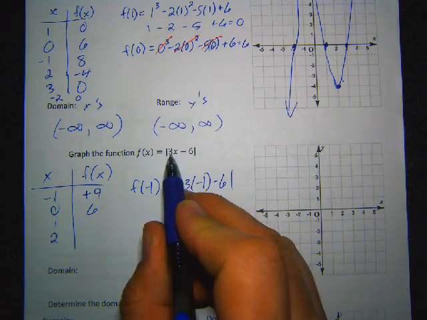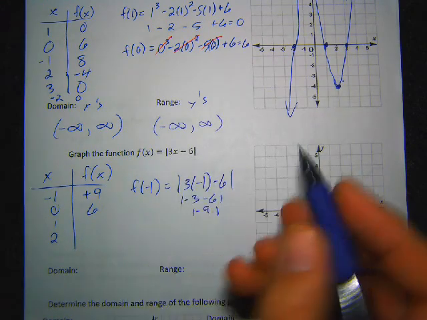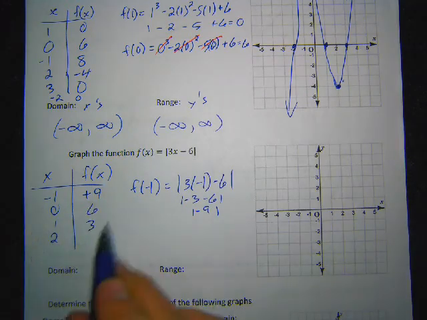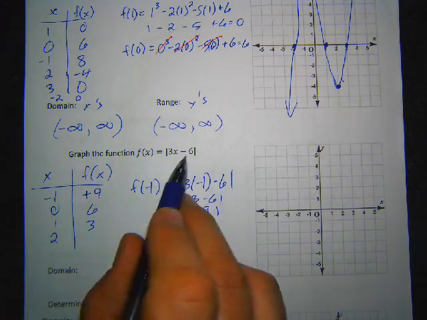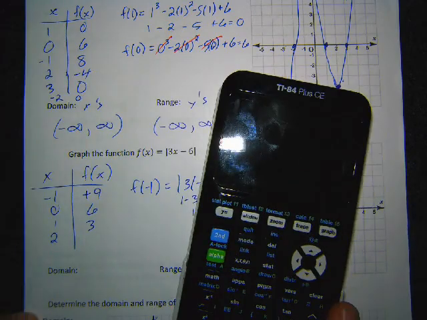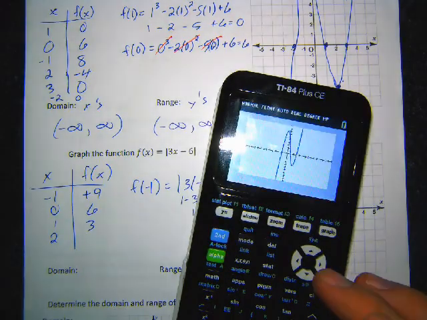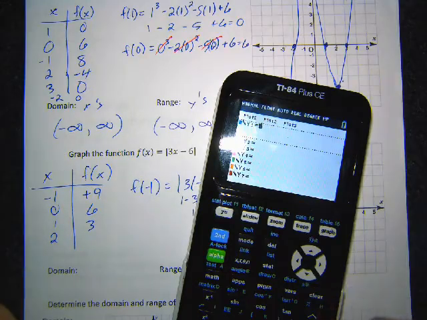Plug a 1 in there, I get 3 minus 6, it gives me -3. The absolute value of that is 3. And again, if you can't do this in your head, that's fine, because you can type this in your calculator. So if you want to get these t-charts and you don't want to do it in your head, you don't want to have to write it all out, you can just type this in your calculator.